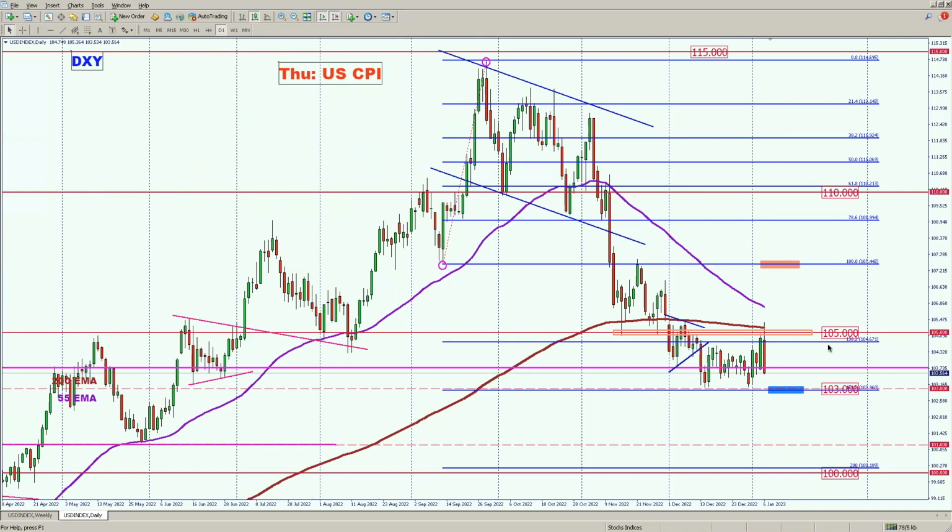But for now, it looks like it's just consolidating. And that may persist until the CPI data comes out, and then following a couple of weeks until the FOMC meeting on 1st February. All right, let's move back to the other major pairs.